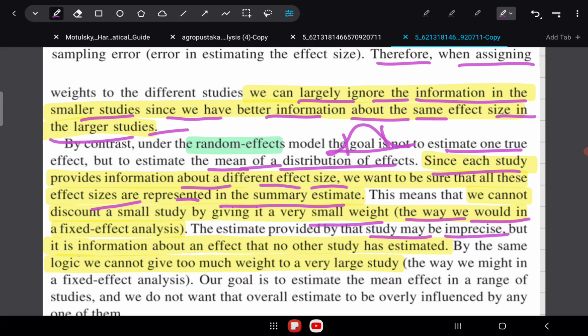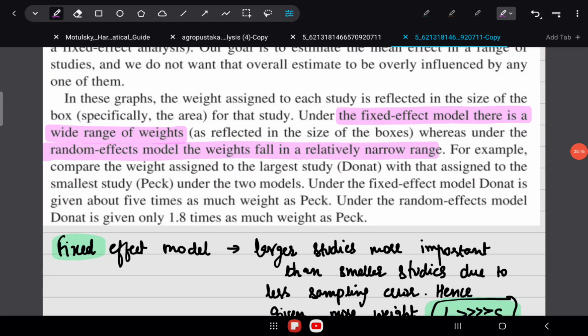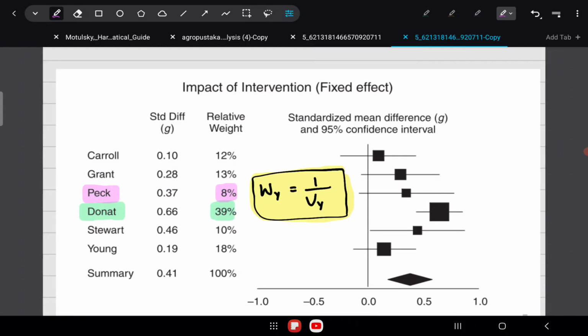But the information that the smaller study provides is not provided by any other study. So in random effect modeling, we cannot give too much weight to a very large study, and we cannot give too little weight to a small study. The consequence of this is that in fixed effect modeling, the range of weights is quite wide. I'll show you directly.